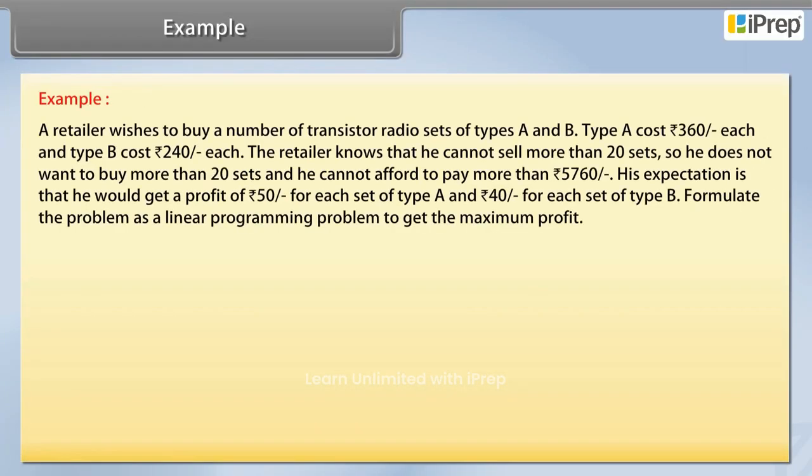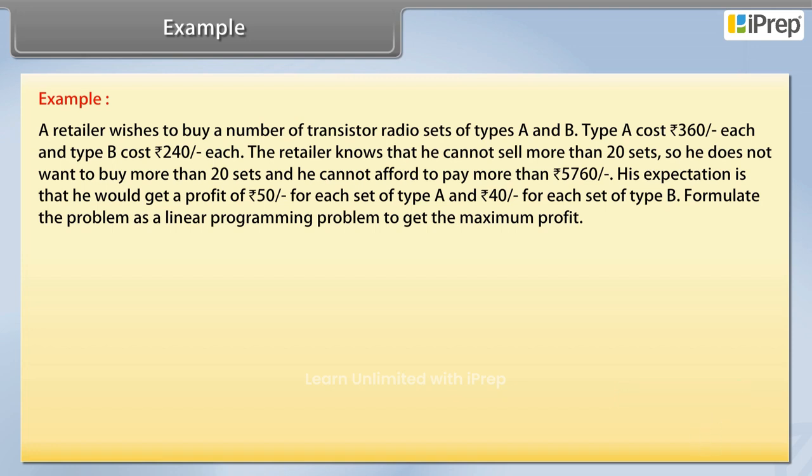Example: a retailer wishes to buy a number of transistor radio sets of types A and B. Type A costs Rs 360 each and type B costs Rs 240 each. The retailer knows that he cannot sell more than 20 sets, so he does not want to buy more than 20 sets, and he cannot afford to pay more than Rs 5,760.